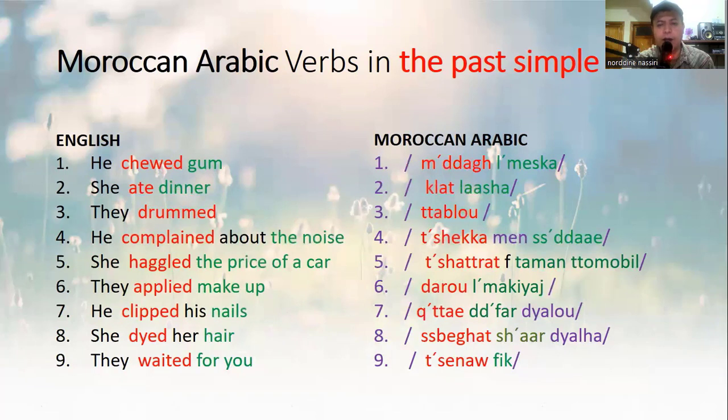She ate dinner. كلت العشاء. She ate كلت. Dinner is العشاء. Number 3, they drummed. طبلوا. They drummed. طبلوا. Okay.